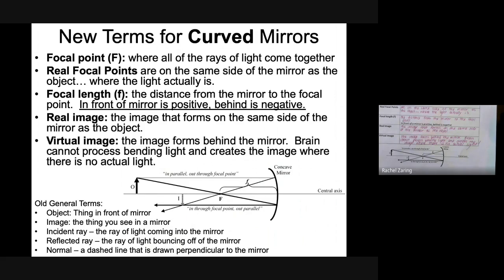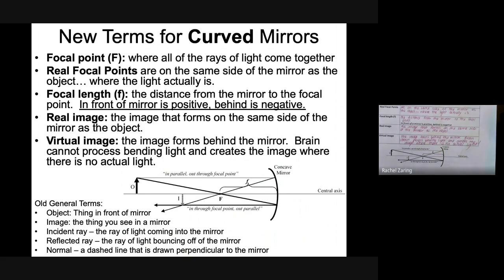A virtual image, like we see with all of our plane mirrors, is when the image forms behind the mirror. There's not actually light back there. That's why we call it virtual. But your brain can't determine and process that light is actually being bended to create an image where there is no actual light. So we instead visualize that there is something back here behind the mirror, even though we know for certain that there isn't. So we call this a virtual image because it's fake in nature. It's non-existent, but it is what our brain is deceiving us to actually see.